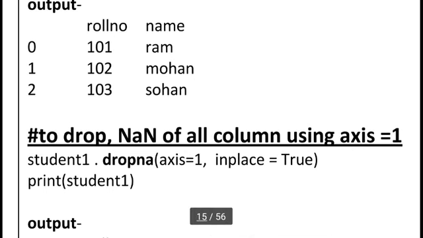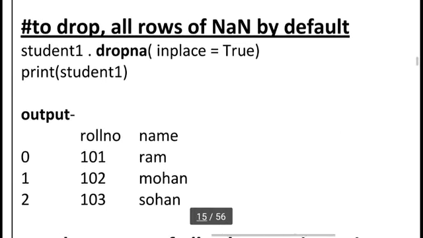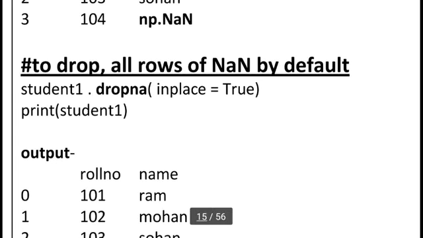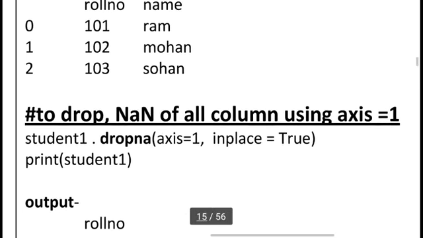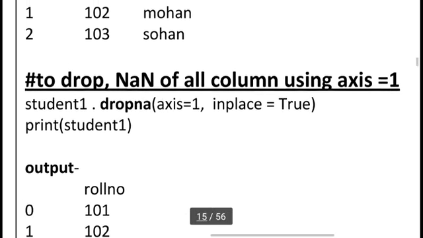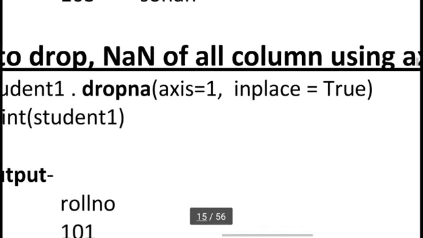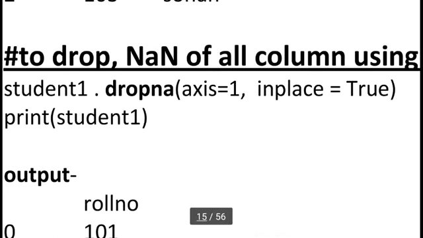To drop NaN of all the columns, use axis 1. Here we deleted all the rows, but I want to delete in a particular column. So here I am using one additional thing, axis equal to 1. The absence of axis 1 means axis 0 by default, means all the rows, but I want to delete the columns. So axis 1 and inplace True.